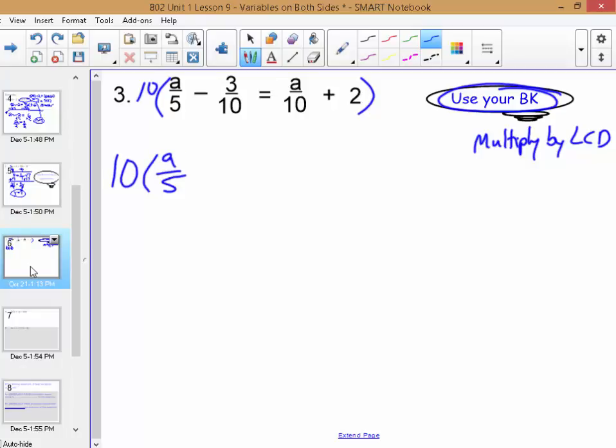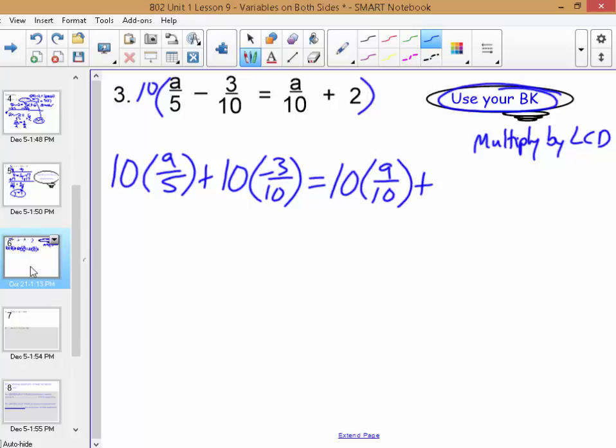But I have 10 times a divided by 5 plus 10 times, notice this is a negative 3/10, which equals 10 times a over 10, and then plus 10 times 2. So everything's being multiplied by 10. We work through this the way we go. Remember, divide by the bottom, multiply by the top. So I have 10 divided by 5, which is 2. 2 times a is 2a. So that takes care of that term.